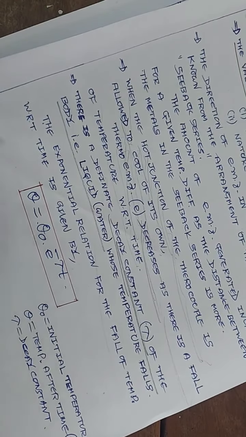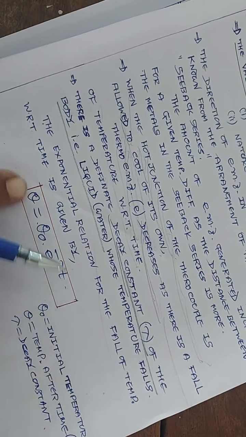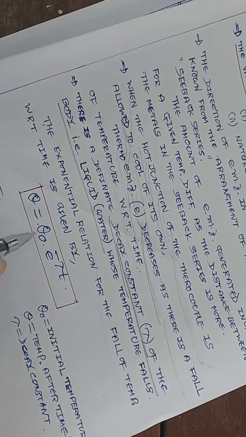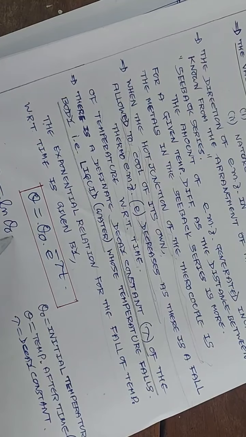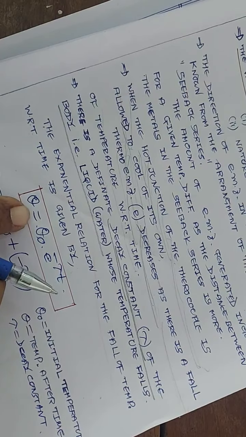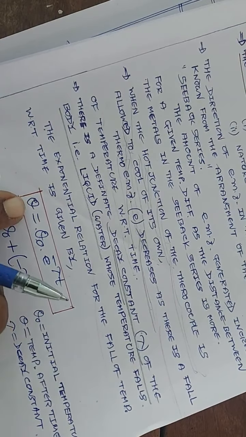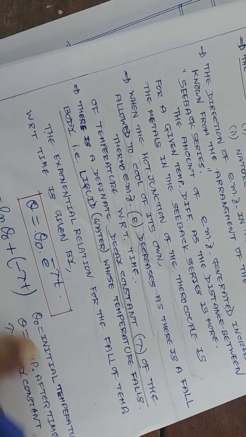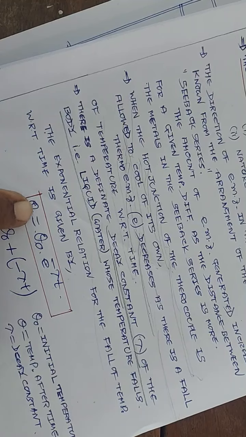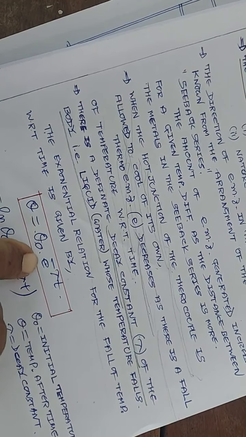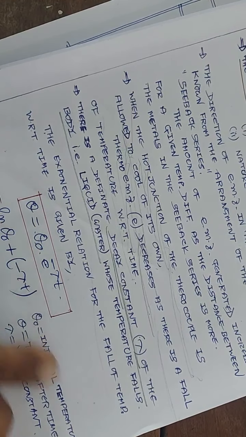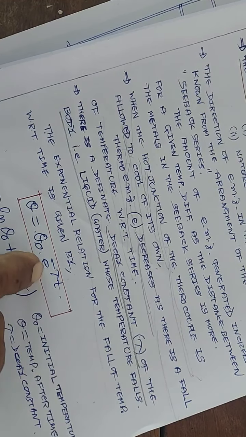Okay. Now if you take logarithm on both sides, taking log on both sides, we can write log of theta is equal to log of theta 0 plus minus lambda t.